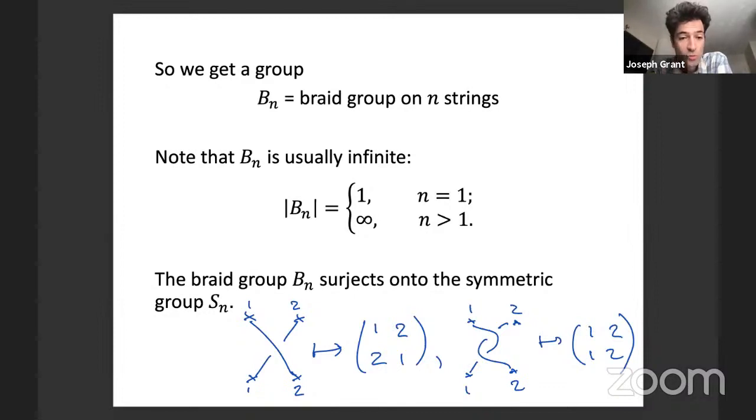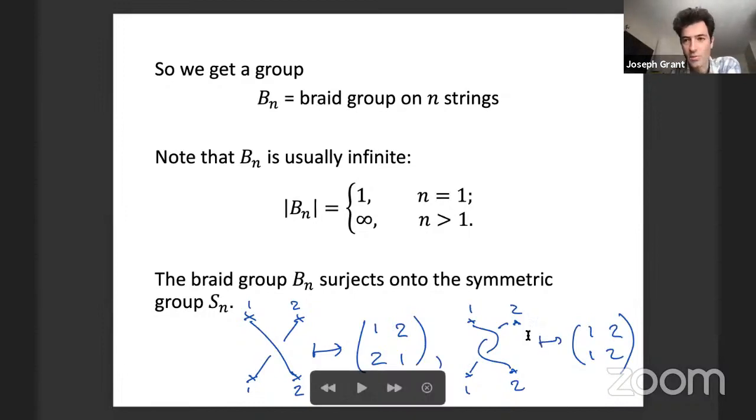One approach you might try to take now is to look at the kernel of this surjective group homomorphism, and study the pure braid group. But in this talk, I'm just going to stick to the classical braid group. But that's another approach one might take.